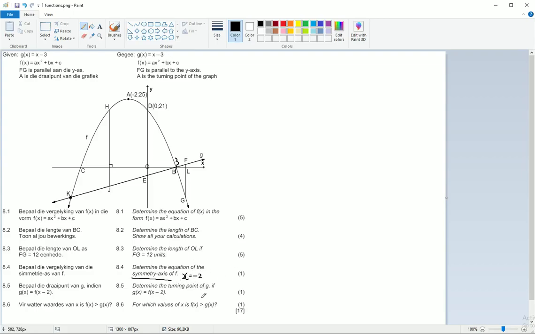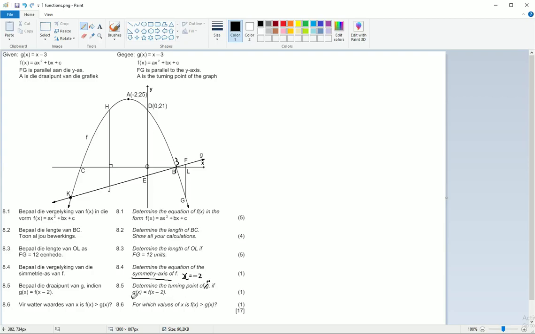Determine the turning point of g if g equals f. Well, they shouldn't have used g of x. Should have maybe used a different symbol here. Just a mistake in the paper maybe. This should not be g. It should be something else. So let's fix it. We're gonna call it n of x. So determine the turning point of n.